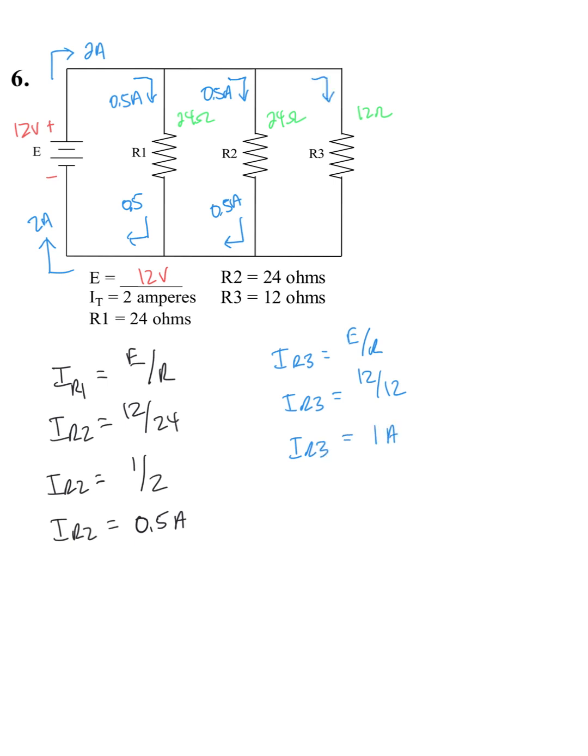So here coming out 1 amp, and then coming back 1 amp. So if you add 1 plus 0.5 plus 0.5, you come up with 2 amps, and 2 amps is what we have solved for. That's what was given to us as the total current running through it. So that makes sense. All right, so I guess that wraps this one up.